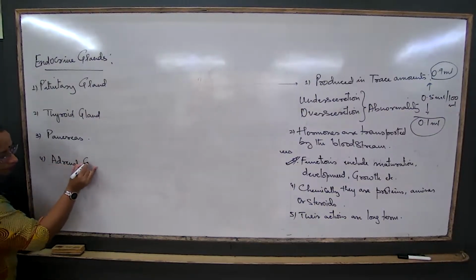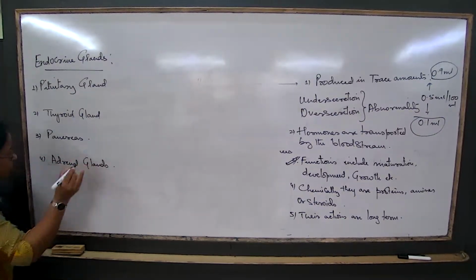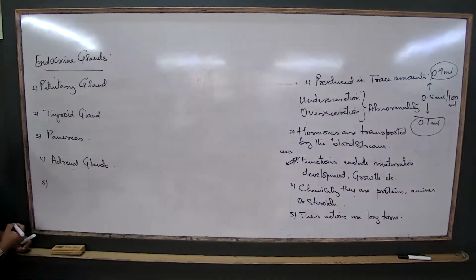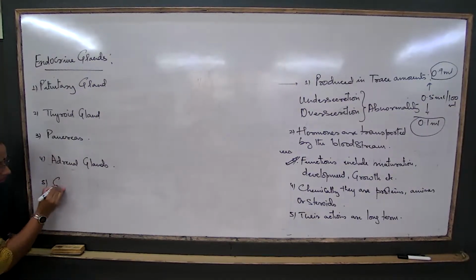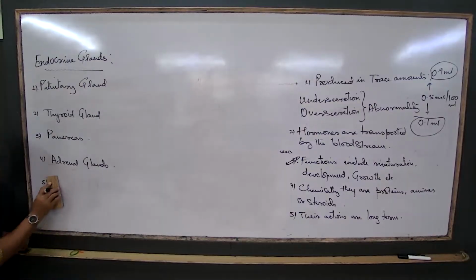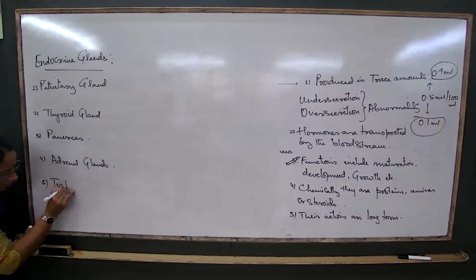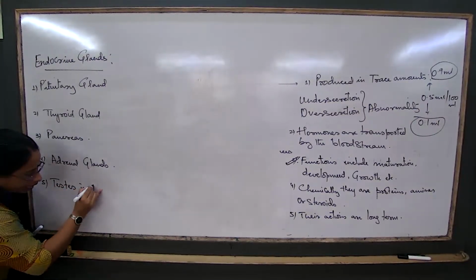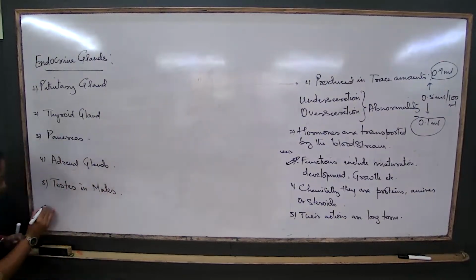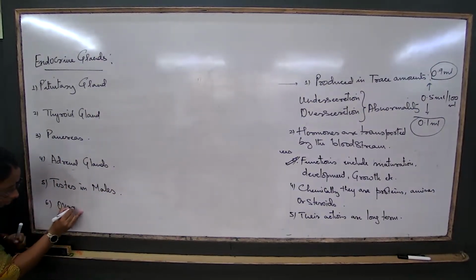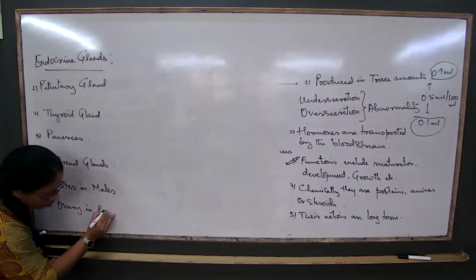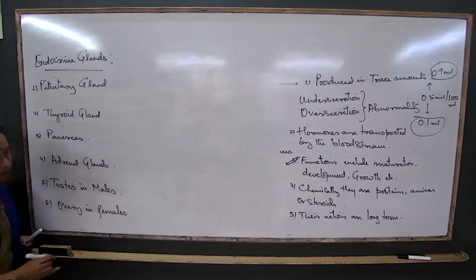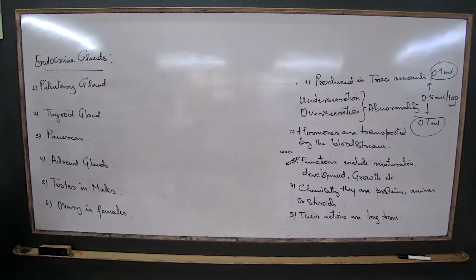No, you have got 6, I think. The fifth is the testes in males, and the sixth is the ovary in females. So these are the glands that we have to study. The parathyroid and pineal are not there in your portion. Only the 6 glands are there in your portion.